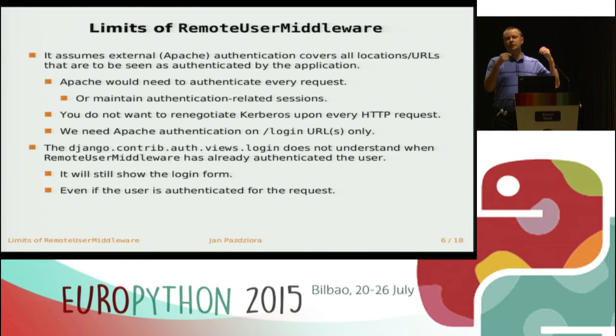So you would either need to maintain some sessions in Apache, which is kind of duplicating what Django does anyway, because Django created a session for us. Or you would need to re-authenticate upon every access. That might have been fine when htpasswd files and basic authentication were used. It's not fine if you use Kerberos, because you don't want to renegotiate upon every request. You don't want to renegotiate SAML.